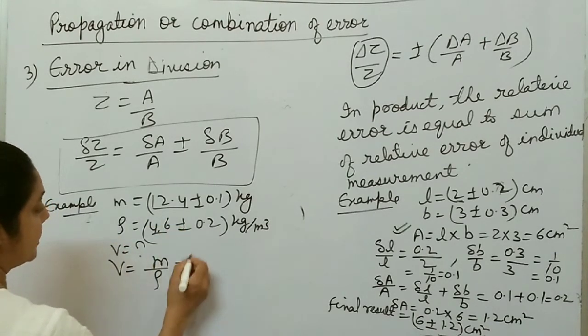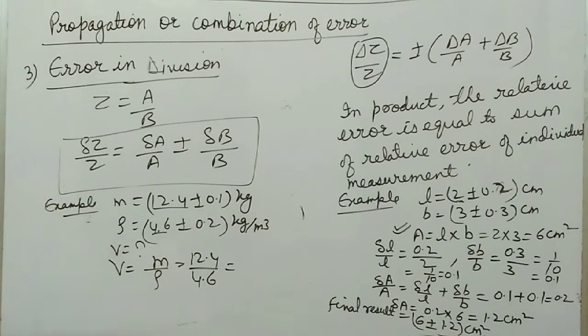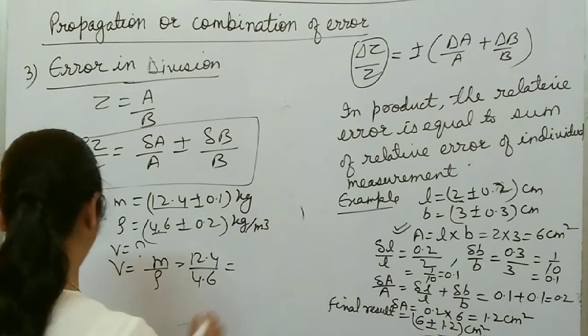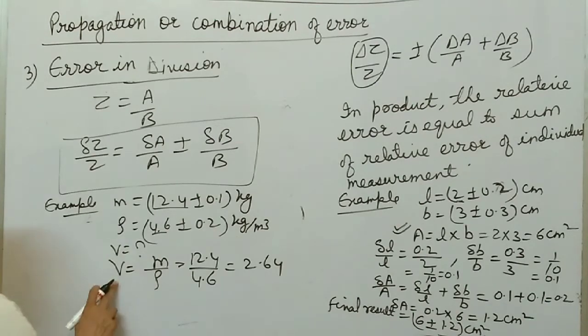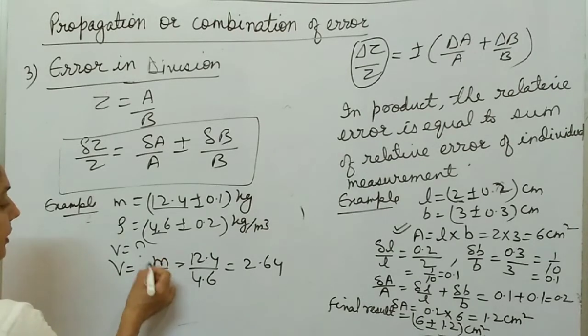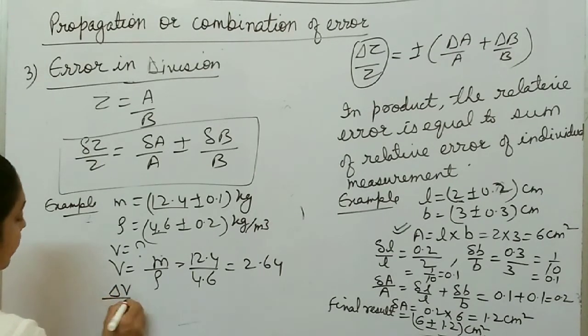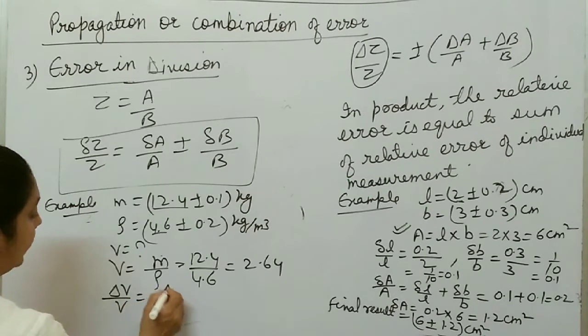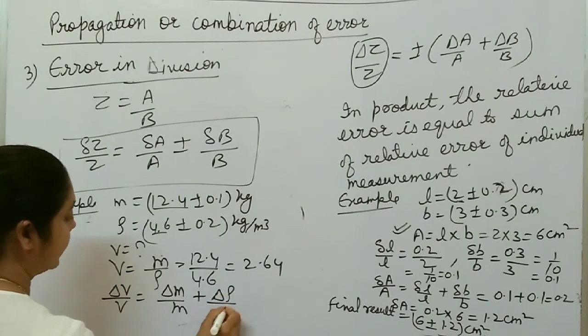So for the true value, mass is 12.4 and density is 4.6. So you solve this one, you get 2.64. This is its true value, right? Now you have to calculate the relative error in volume. After that you calculate delta V. So what is the relative error of M, then rho, density? In this way you get the relative error in V. Relative error in V is the relative error of M plus the relative error in density.